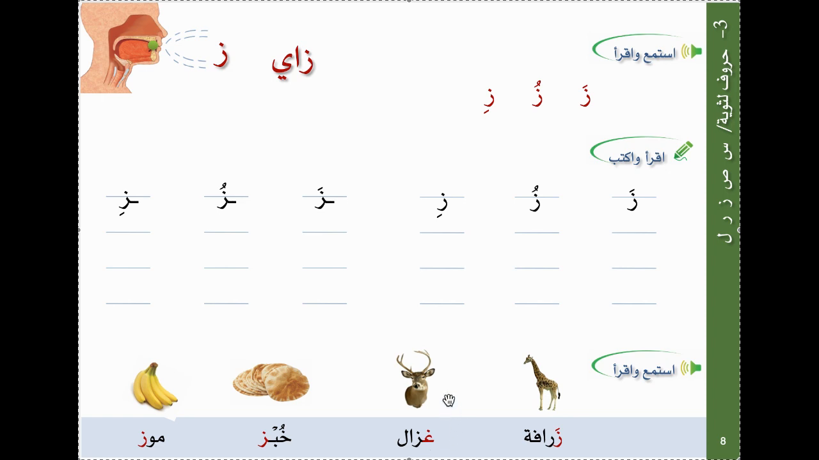And this word means a deer or a gazelle. I think that's where the word gazelle comes from. It comes from the Arabic word ghazal. And then we have something very important with our zay at the end of the word, and that is bread. Khubz.